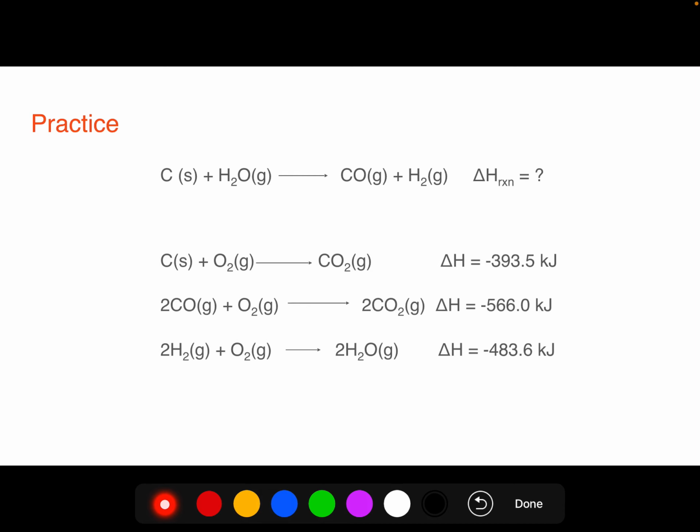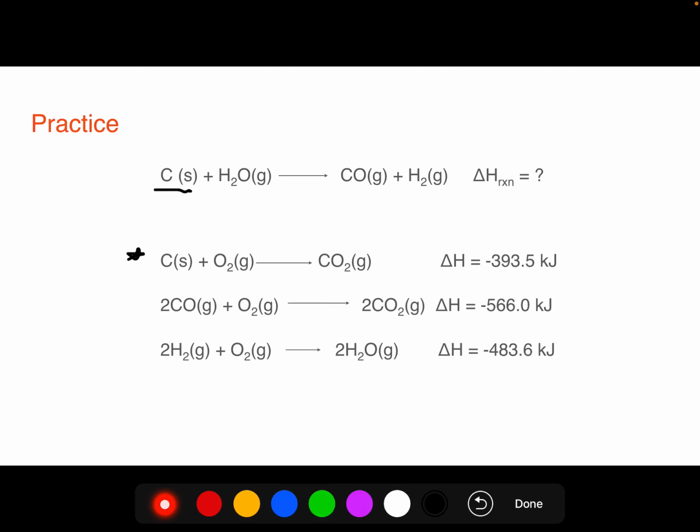So in the top reaction, carbon's on the left. In this one, I have carbon, and I have 1 mole of it, just like the top, and it's on the left. So what I want to do to this one is nothing. Keep it exactly the same, because it has the same mole ratios and everything's on the right side that I need. The second one has carbon monoxide in it, which I need, but it's on the opposite side. So I need to reverse that equation.